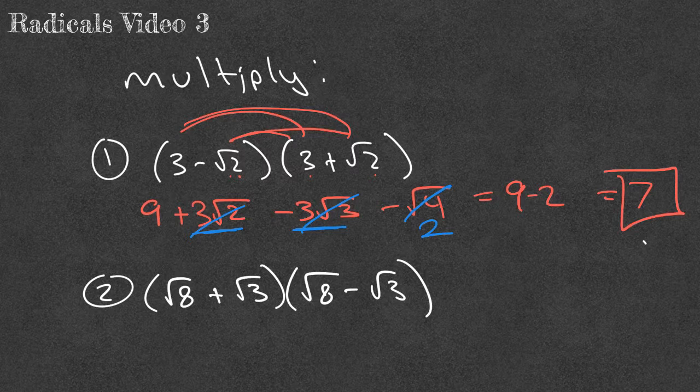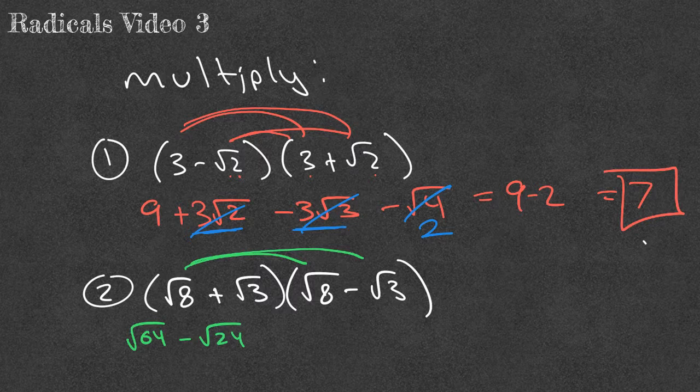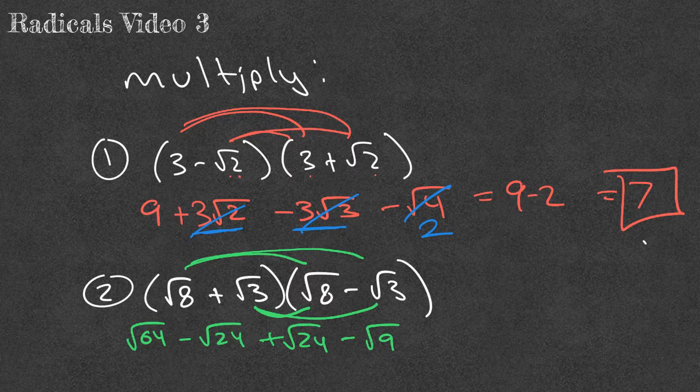In number 2, I'm going to distribute the root 8. And I get root 8 times root 8 is root 64. And I get root 8 times root 3 is minus root 24. Then on the inside here, I take the root 3 and distribute it to root 8. So that's going to be plus root 24.